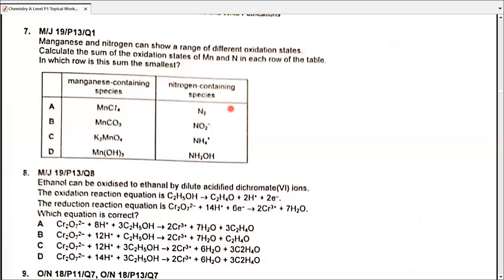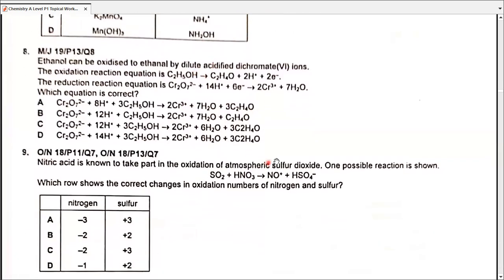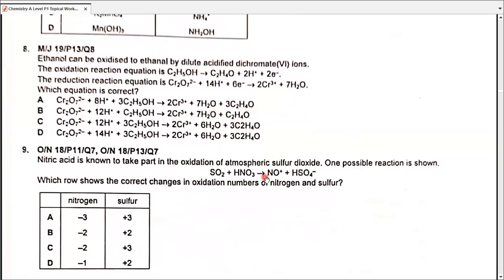Delta. Okay, right. And what was the sum, by the way, in delta? Plus 2. All right, good. Moving on. 8.